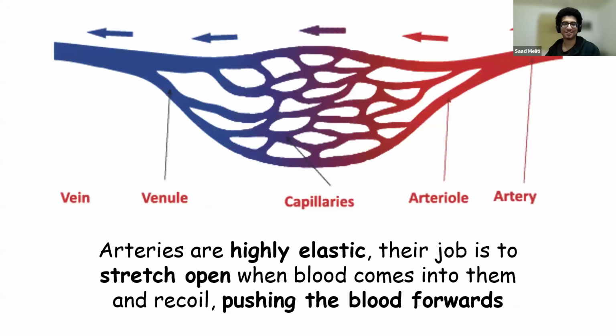Okay, so now we're actually going to go into the different blood vessels and their physiological roles. So first, we're going to start off with the artery. The artery is the first thing. An example of the artery is the aorta, for example.